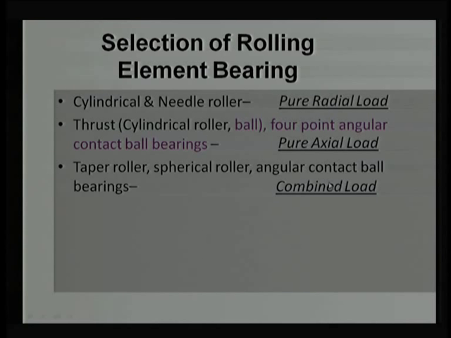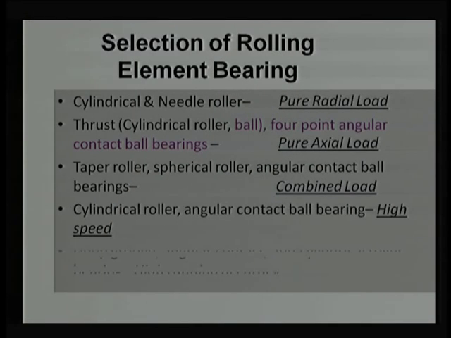Coming to combined load, we have a number of options, but the preferable options are taper roller bearing, spherical roller bearing or angular contact ball bearings. These are the preferable choices. A deep groove ball bearing also can be used for the combined load, but in that situation, the axial load fraction is much lesser than the radial load.